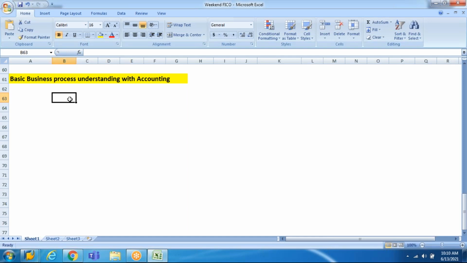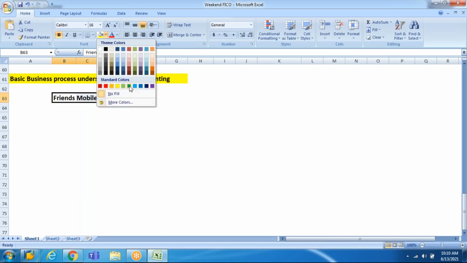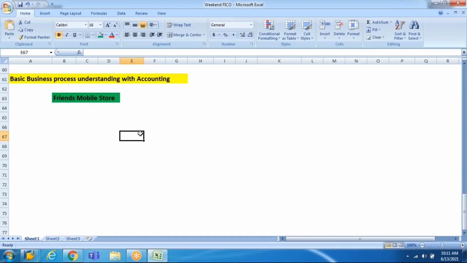So let us take a simple example of, let's say, friends mobile store. Assume this is our shop name. So we are going to set up a shop or we are going to set up a store with friends mobile store as a name. Is the name clear for everyone? So this will be the name of your store.